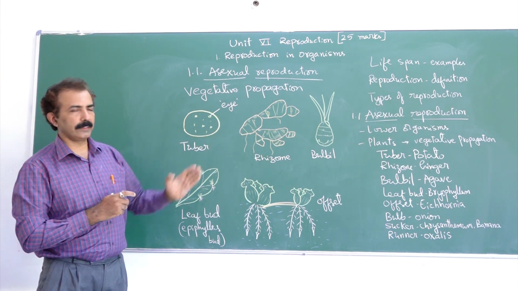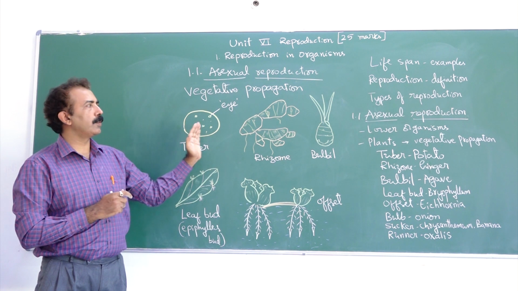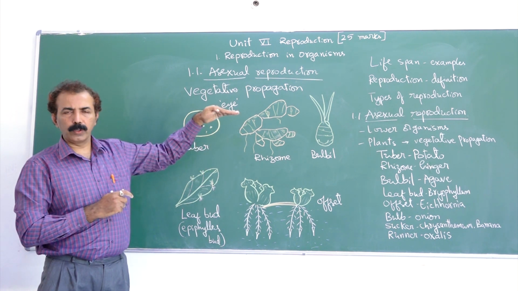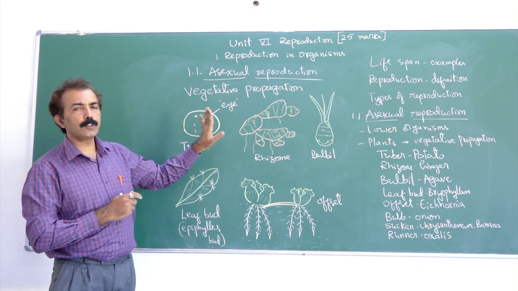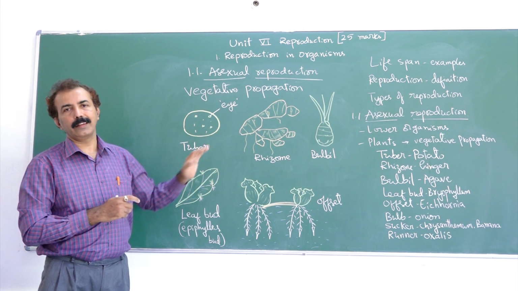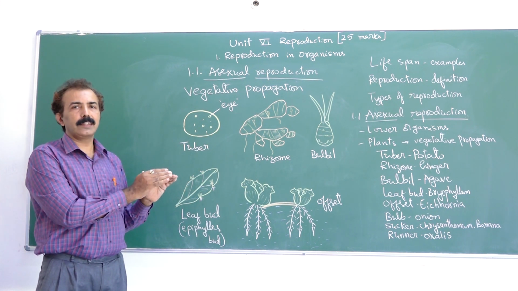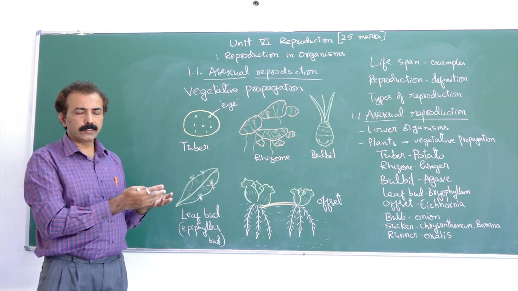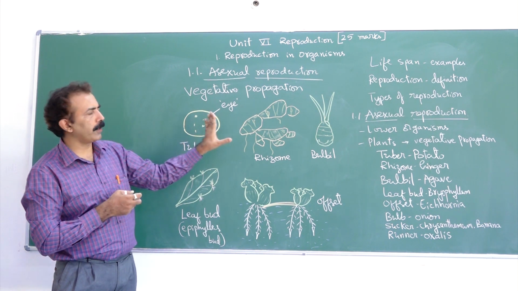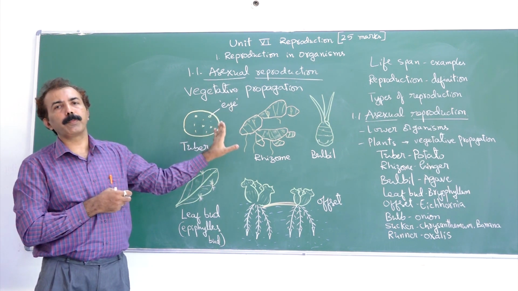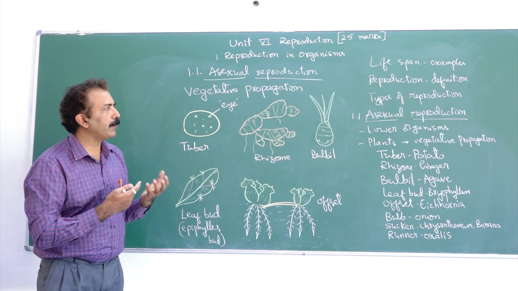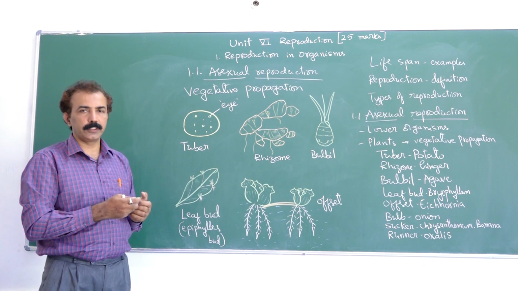What are the similarities? Both are underground stem modifications, both are horizontal in their orientation, both are storage in function, both can perennate, they can last for a long time inside the soil. When the favorable conditions return, they sprout to produce plants, and both function as vegetative propagules. These are the similarities. Well, let us consider the differences, how they are different from each other.